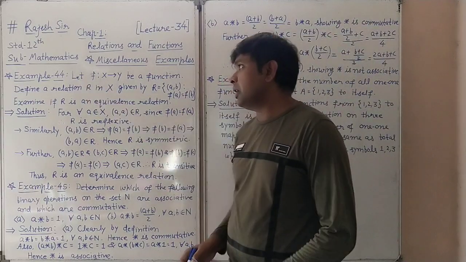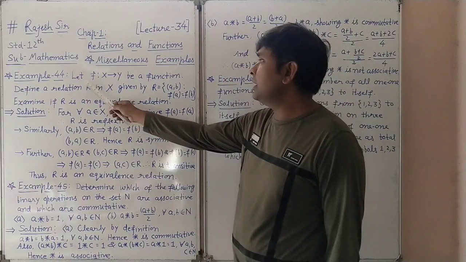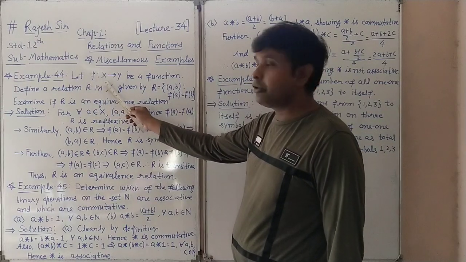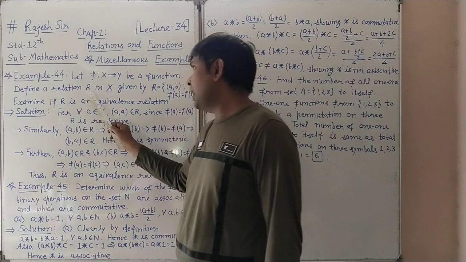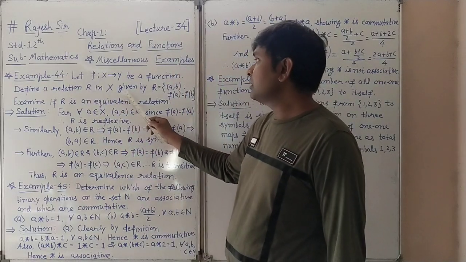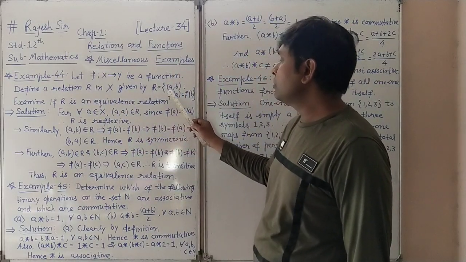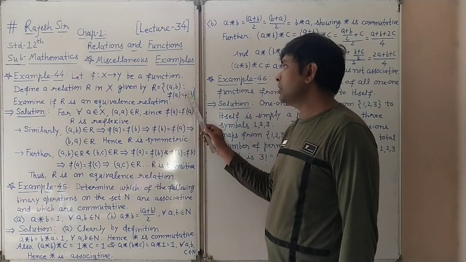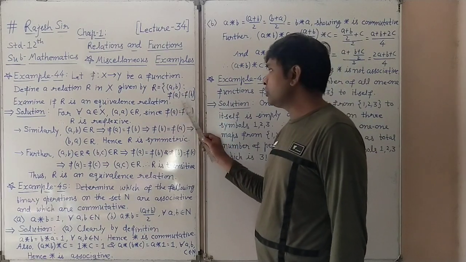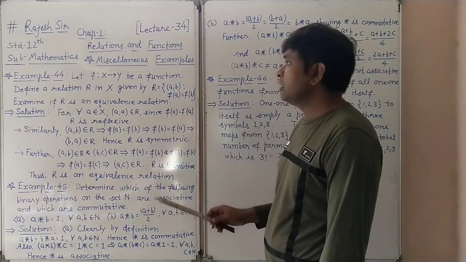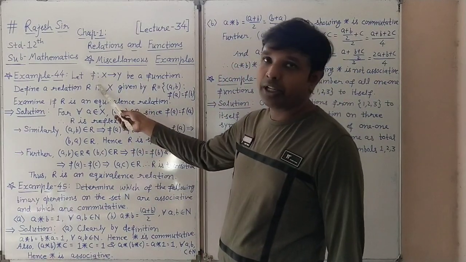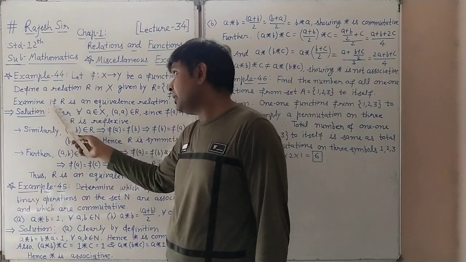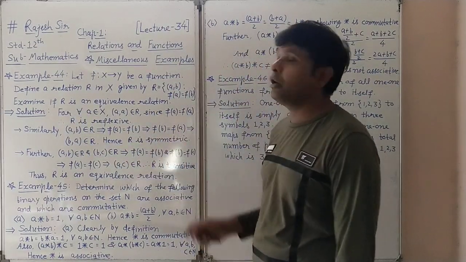Example 44 is: let f be a function from X to Y, and define the relation R in X given by R equals the pair (a, b) such that f(a) equals f(b). We have to define this relation in the given function f, and we have to examine if R is an equivalence relation or not.